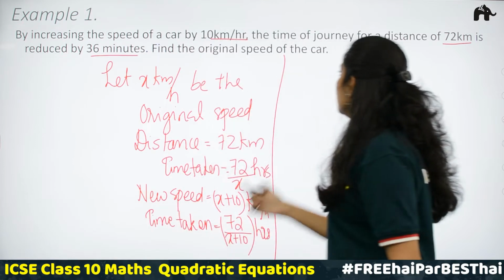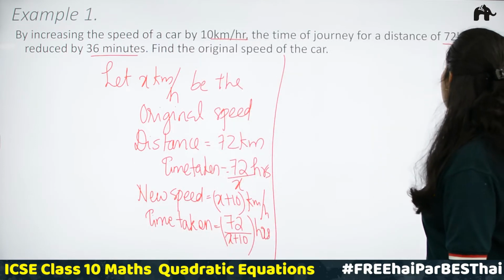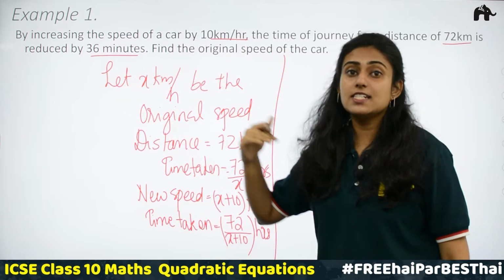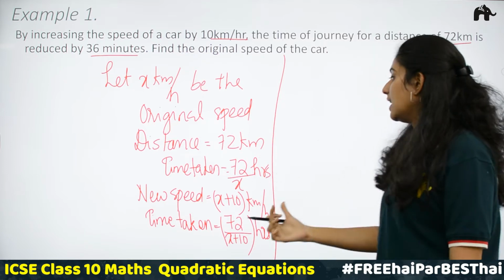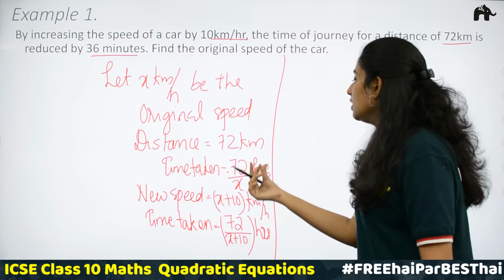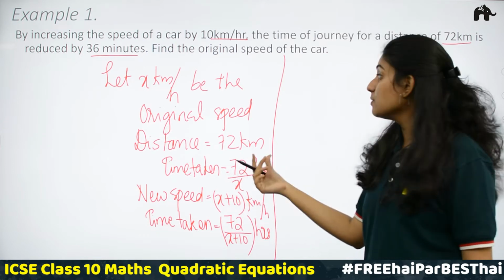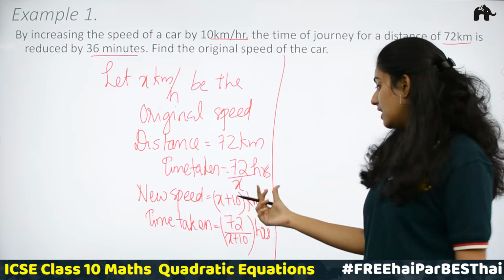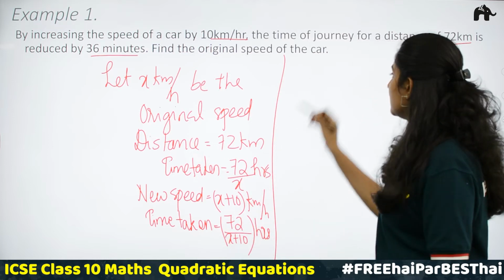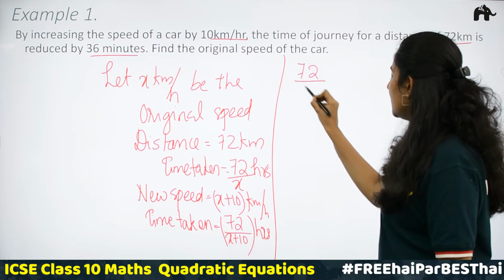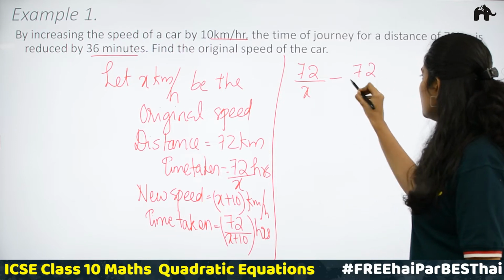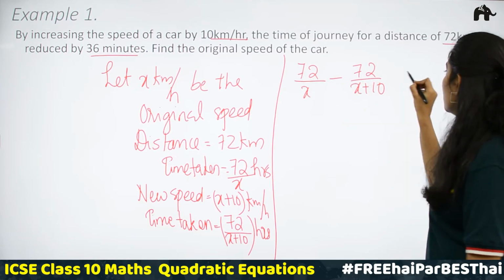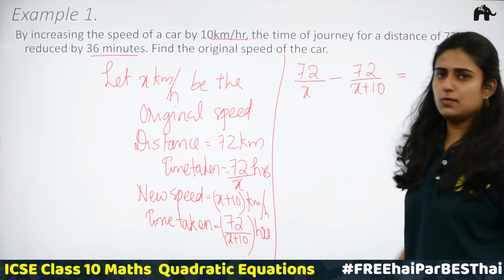What is given in the question? The time of journey for a distance of 72 km is reduced by 36 minutes. When the speed increases, time decreases. They are inversely proportional. Here the first time taken is 72 by x when the car is moving at x kilometer per hour. When we increase the speed to x plus 10 kilometer per hour, the time has decreased. That is 72 divided by x minus 72 divided by x plus 10, the original time taken and the new time taken. The difference of this is 36 minutes. How can you write 36 minutes?